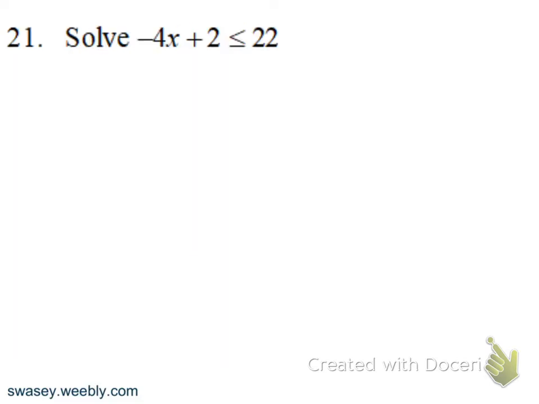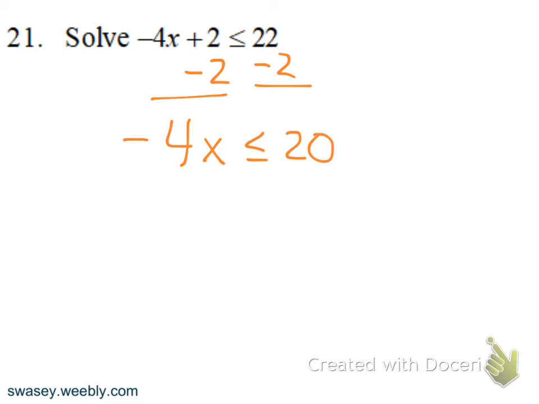To get rid of plus 2, subtract 2. We're trying to solve this for x. To get rid of multiplying by a negative 4, divide by a negative 4.